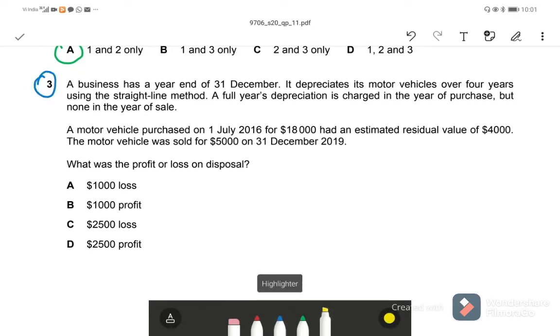Third question. A business has a year end of 31st December. 31st December year end means the business starts on 1st January. It depreciates its asset, a motor vehicle, over 4 years using the straight line method. A full year's depreciation is charged in the year of purchase, but none in the year of sale.